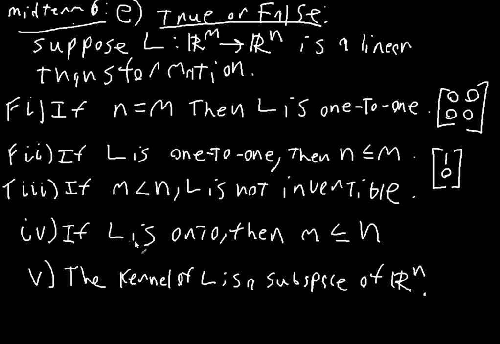Now, if L is onto, then m is less than or equal to n. This is asking: is it possible to have more columns than rows and have L be onto? Yeah, we can make an example like that. Here we have more columns than rows, but this function is onto because its rank is equal to its number of rows. So this one is also false.